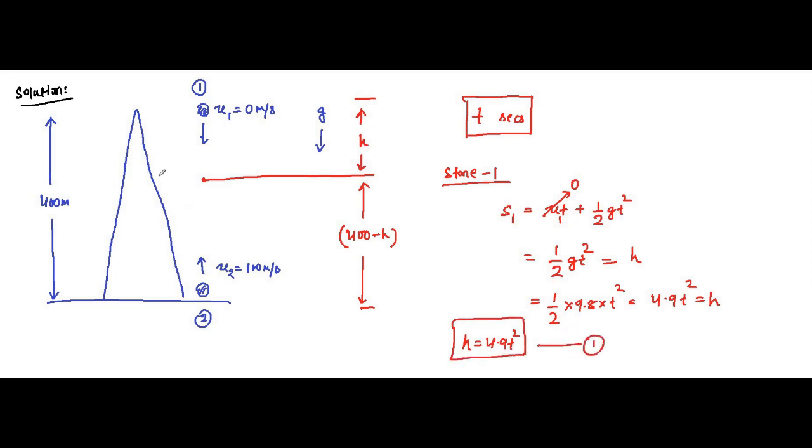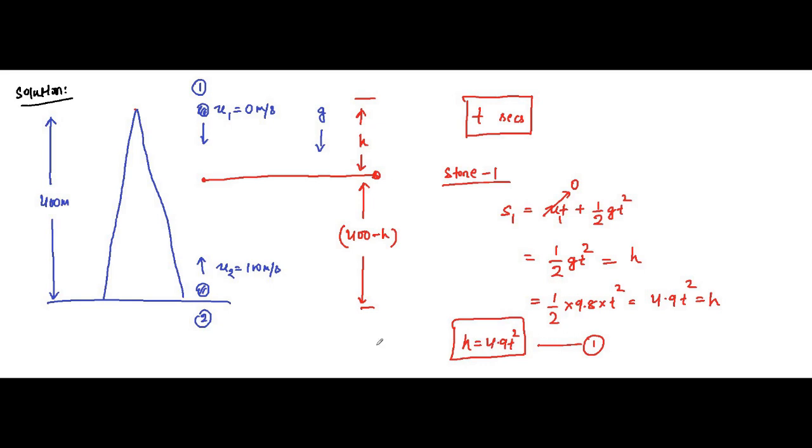So let us try to understand again. Two stones are thrown. Stone 1 is dropped with 0 initial velocity. Stone 2 is thrown upwards with an initial velocity of 100 meters per second. After t seconds, they meet at a distance h below the top of the tower, and 400 minus h above the ground. Whichever way you want to present it, it's all right. We calculated h is equal to 4.9 t square.